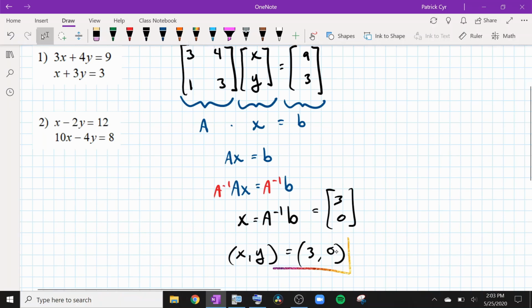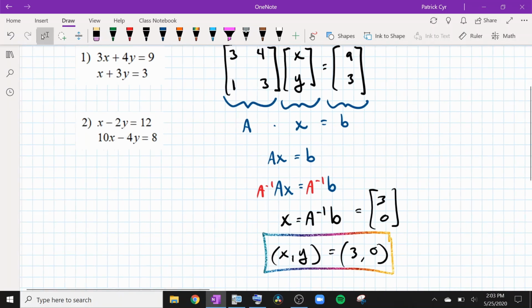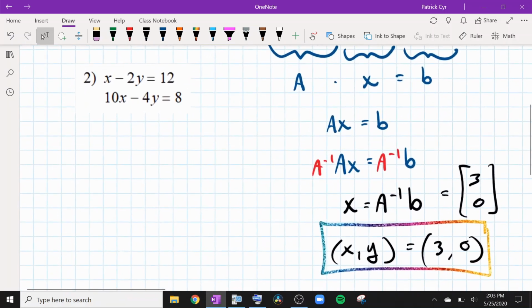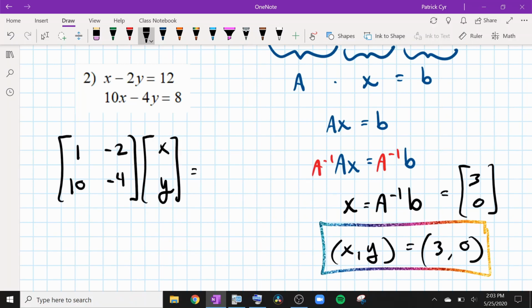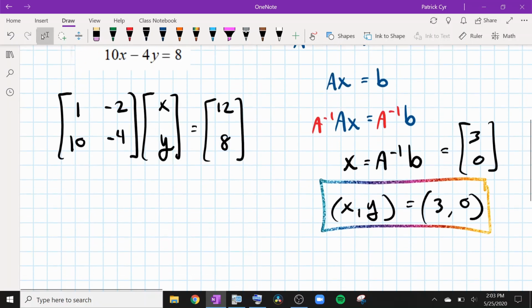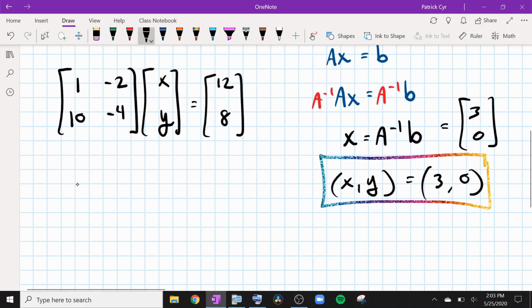Okay, let's do this one real quick. So now, once we have this, most of the work is going to be in the calculator, but I do just want to set this up to show you kind of what this is going to look like. So here's A times x equals B. And so the solution here is going to be the inverse of A times B.